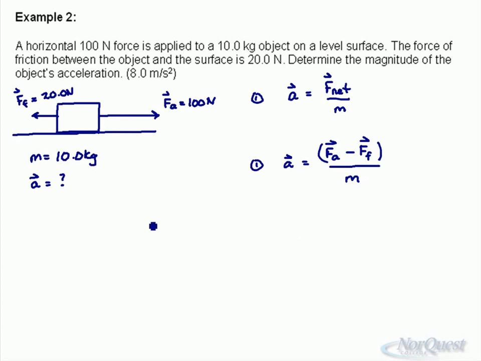If you put your numbers in here, acceleration equals 100 newtons, subtract 20 newtons for the friction. And what we want to do is divide that by the mass, which is 10.0 kilograms. The acceleration can be written in newtons per kilogram, or we can use the more common term meters per second squared. So we end up with 80 over 10.